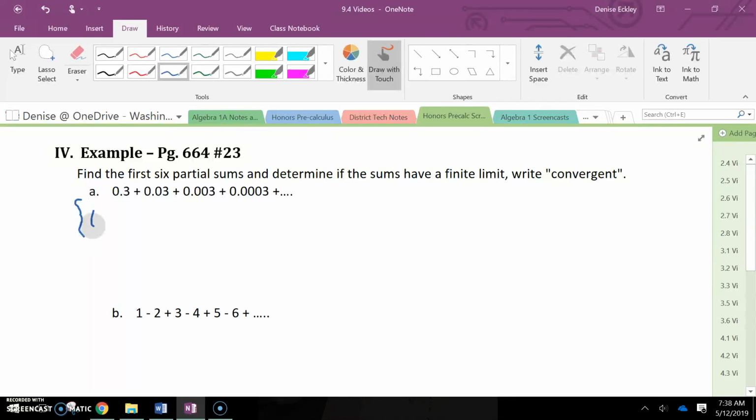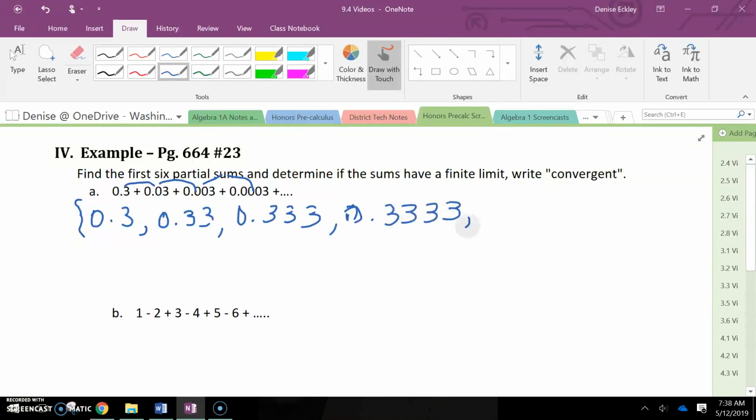So the first one will be just the first term, 0.3. Then we add the first 2 terms together, and we'll get 0.33. Then we'll add to that the next term, which will give us 0.333. And then we'll add the 4th term that's shown, and we get 0.3333. And then I can add the next term, 0.33333.